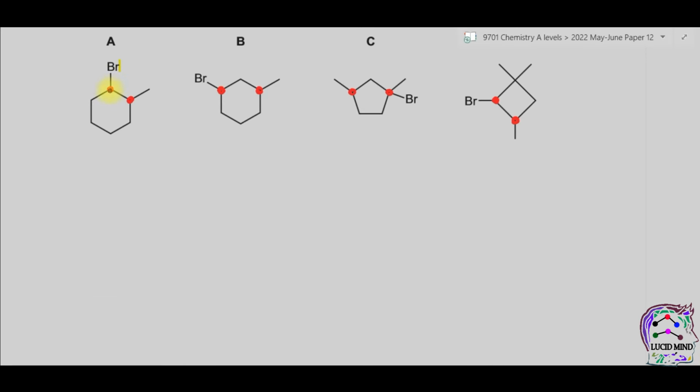Now let's see, we have this carbon that is attached to bromine. This carbon is attached to one hydrogen atom. So let's see what happens if I remove this hydrogen along with this bromine. So there will be a double bond here. The product will be like this. We have a double bond.